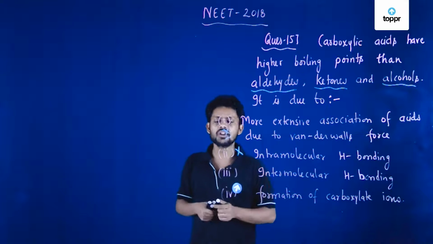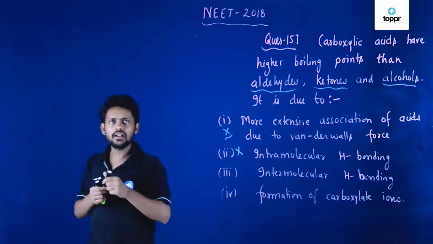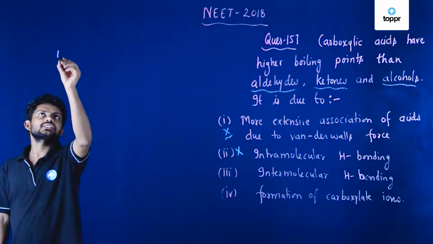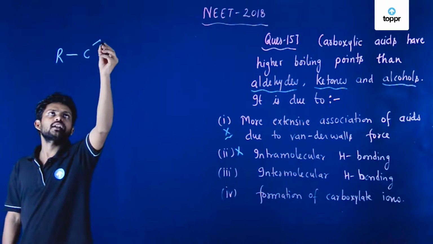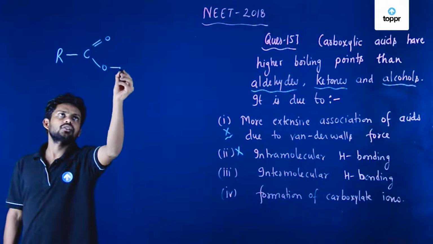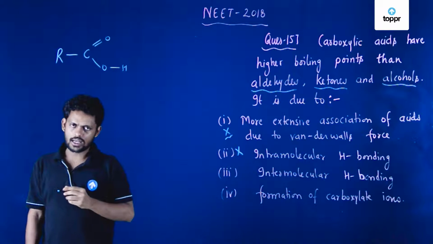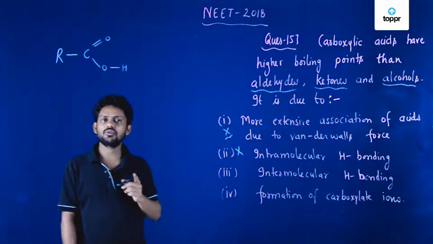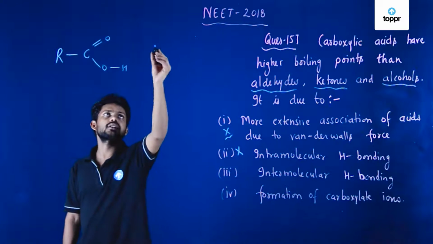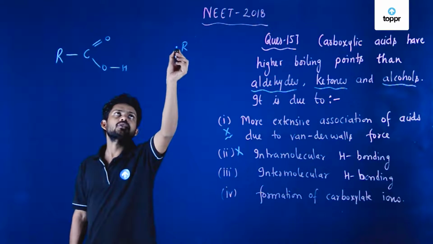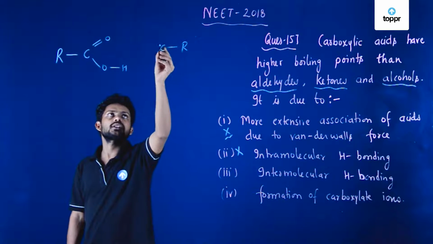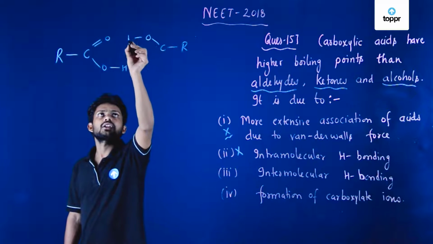Intermolecular hydrogen bonding can be a reason. We know that carboxylic acid, so let's say you have an R group and then you have the carboxylic acid group, and most of the carboxylic acid exists as dimers. The simple reason is intermolecular hydrogen bonding. So this option is the correct option.